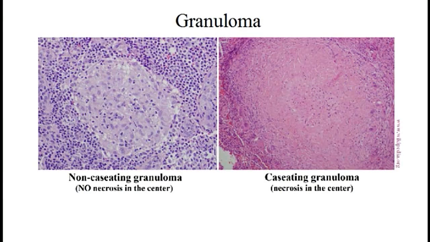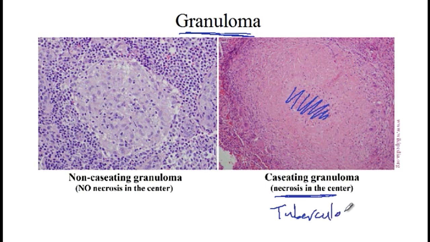In this video, I will go over the mechanism through which granulomas are formed. There are two forms of granuloma, and granuloma generally refers to a collection of macrophages. The caseating granuloma, where there is necrosis in the center. Here you can see that there are necrotic cells in the center, and it's usually seen with tuberculosis.